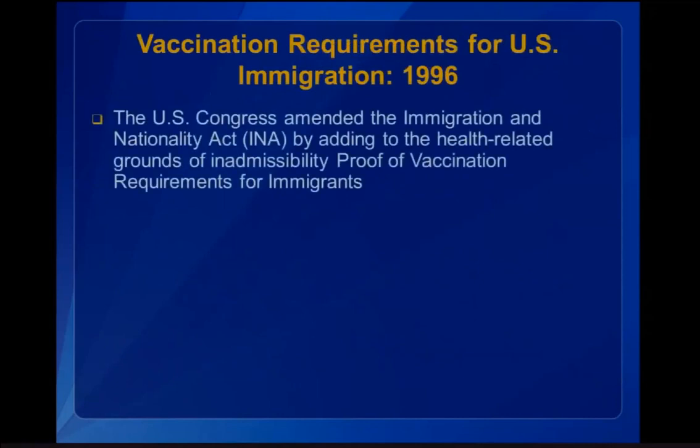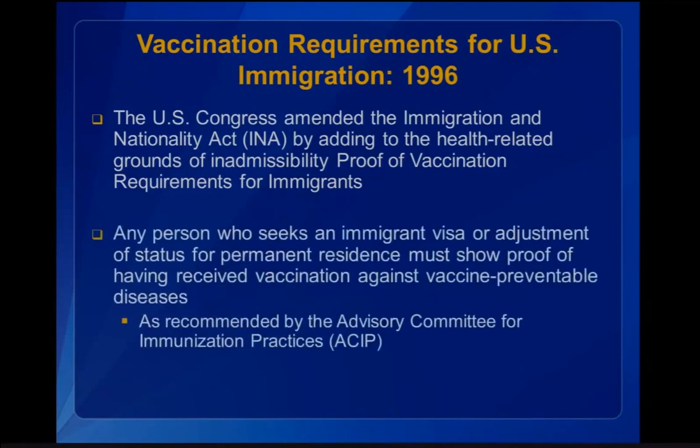So for vaccine requirements for U.S. immigration, in 1996, the U.S. Congress amended the Immigration and Nationality Act, which is otherwise known as the INA, by adding to the health-related grounds of inadmissibility proof of vaccination requirements for immigrants. So this means that the immigrant must show proof of vaccination or have a good reason that's documented for why they are not able to show proof of vaccination for the age-appropriate vaccines.